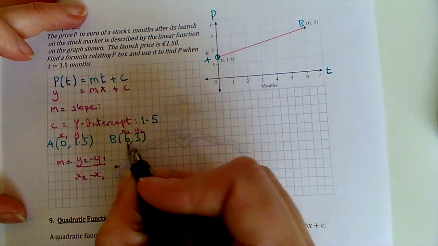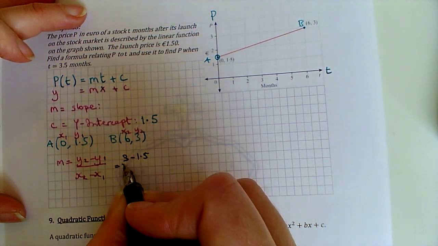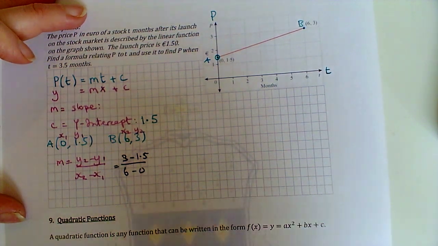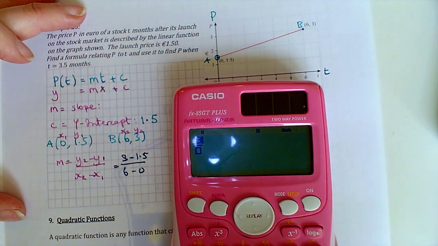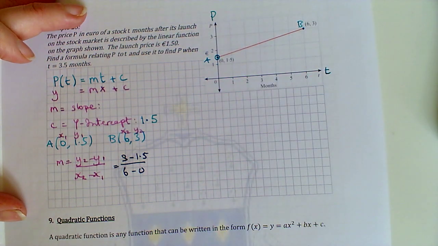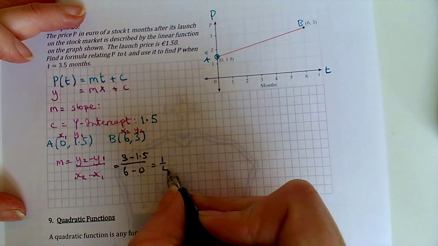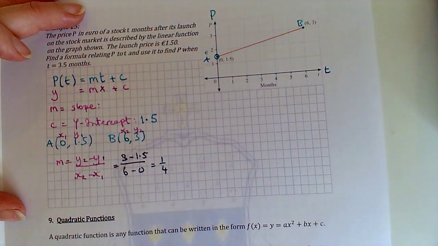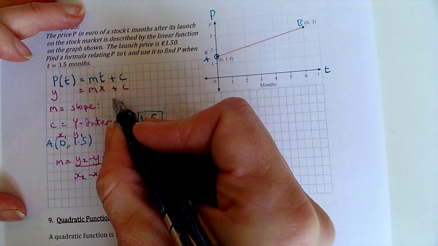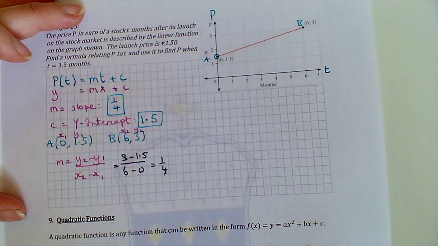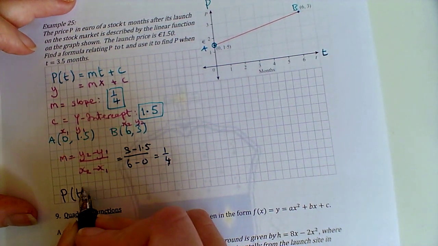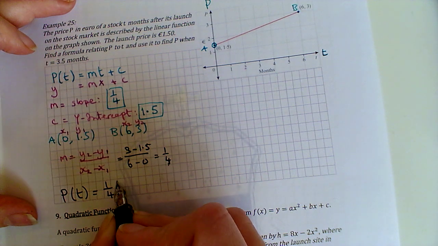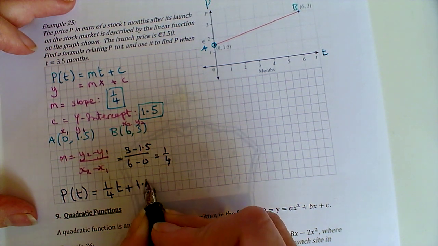So we fill into this 3 minus 1.5 over 6 minus 0. And it's perfectly fine to have decimals inside of fractions because the calculator can handle those. 3 minus 1.5 over 6, and we get a quarter. So my slope is a quarter. And I now know my y-intercept and my slope, and I can fill into those and say that P of T is a quarter T plus 1.5.